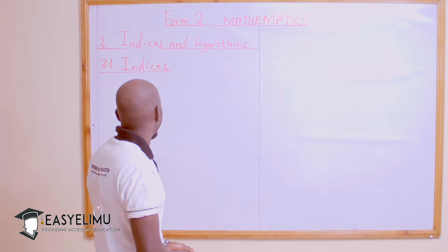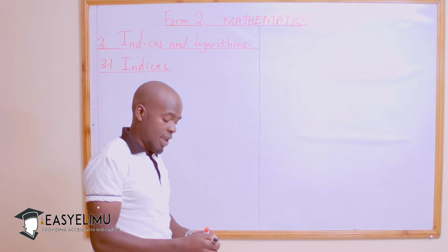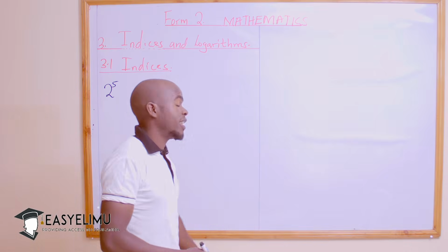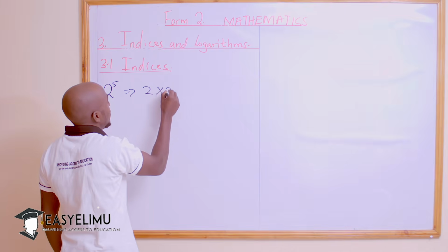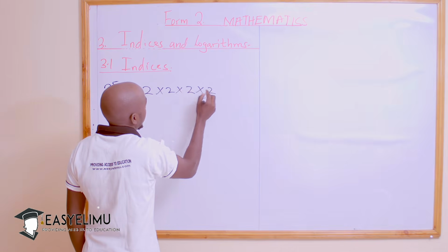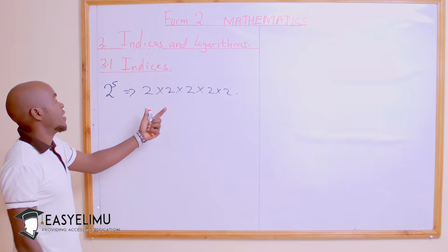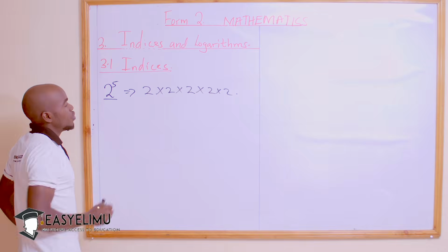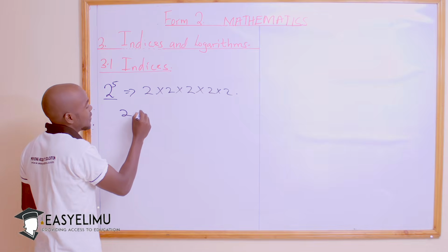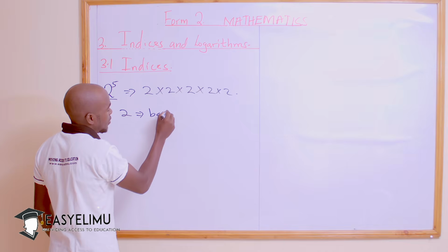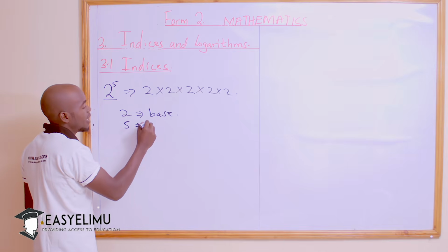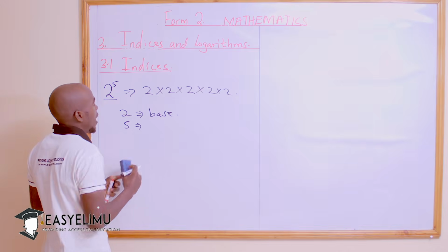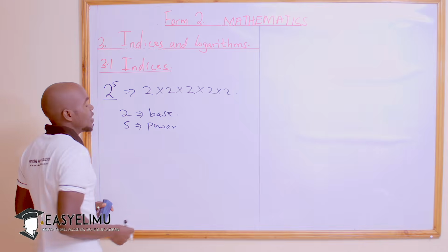I shall start with the indices, and under indices we shall consider certain numbers, such as 2 to the power 5, which is the short form of writing 2 multiplied by 2 up to 5 times. This is short formed to this. Now here, as you can see, this 2 is referred to as the base, and 5 here is the index or the power. Let's just refer to it first as the power to which the base 2 is raised.